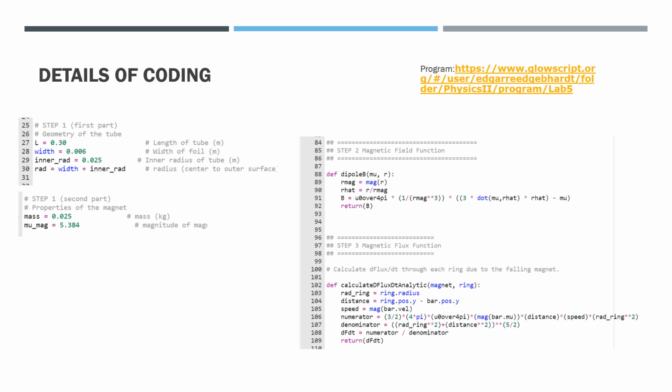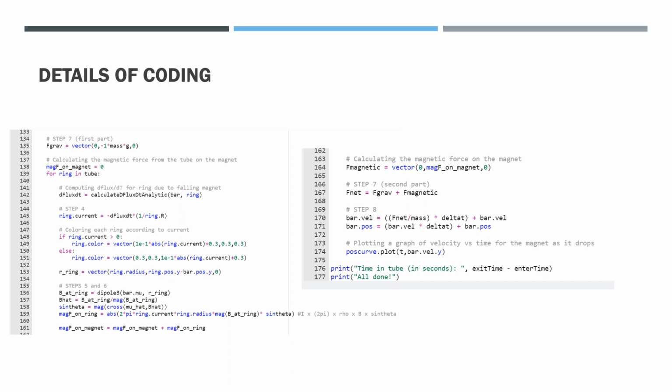So for the coding, first I use pre-lab 43 for a lot of the stuff in here. First we establish the initial conditions: the length, width, inner radius, and overall radius of the tube, and then I enter the mass and the calculated mu from Lab 3. Then for step 2, I reused my code from Lab 3 for the magnetic field function, and for the magnetic flux function, I used pre-lab 43, and it goes through and calculates the flux from that initial magnetic field.